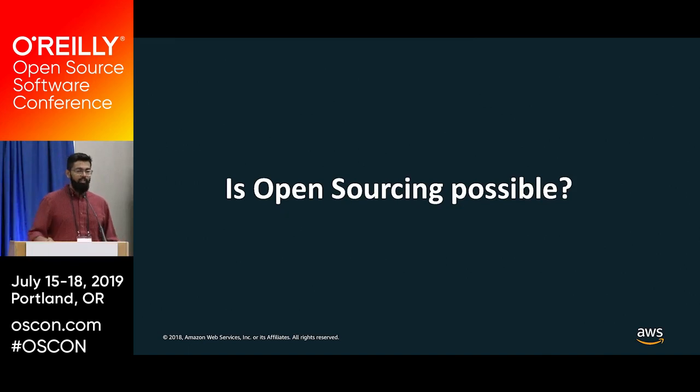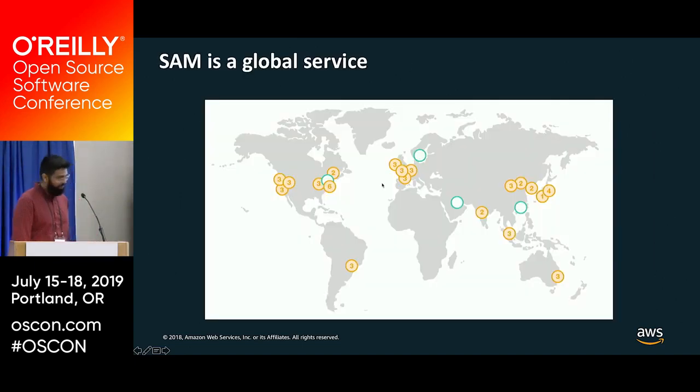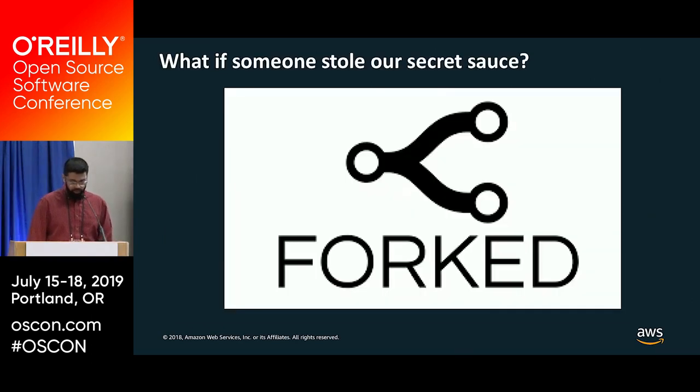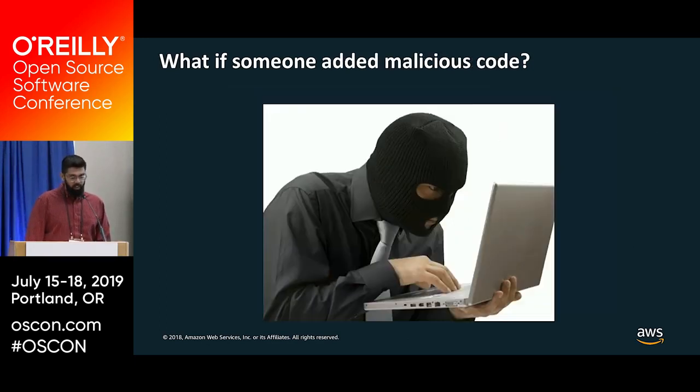The first question is obviously, is it even possible to open source? SAM is a service. It is available and deployed to 15 plus AWS regions at this point. It is integrated into other services like Serverless Application Repository. And there were questions from the team on, what if someone just stole our secrets? And these are valid questions, right? Like, what if someone just added malicious code?